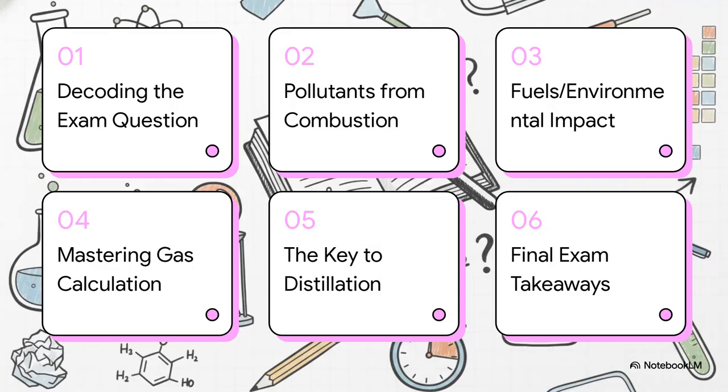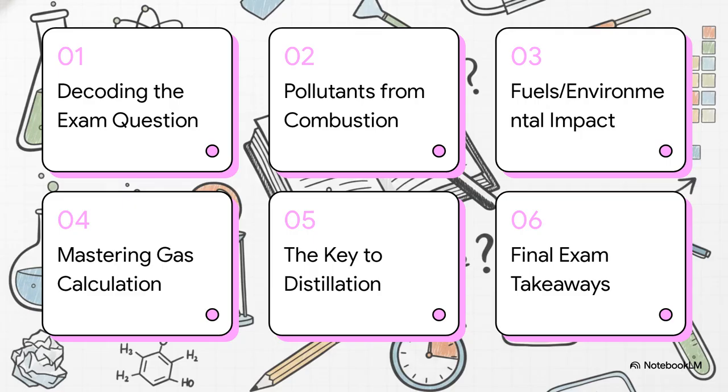All right, so here's our game plan for this question. First, we'll decode the data they give us. Then we'll tackle pollutants and environmental impacts. After that, we're going to master a pretty tricky gas calculation and unpack the entire process of distillation. And to wrap it all up, we'll pull out the key takeaways you can use in any exam.